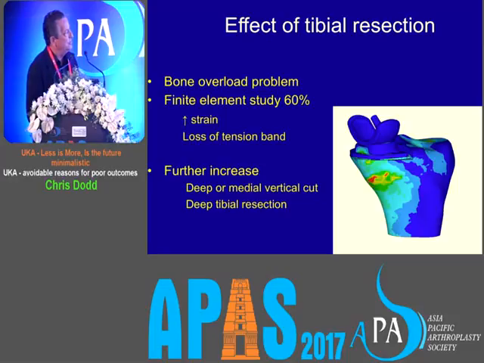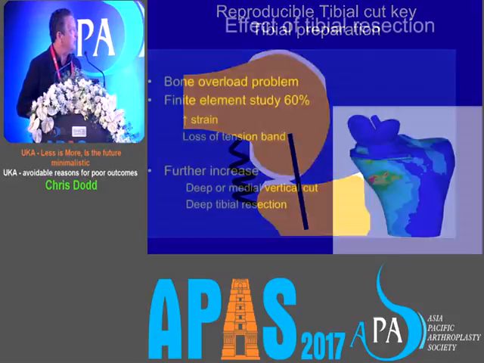So whenever you do a uni, remember you must have the most conservative cut possible. Never ever recut the tibia. If you have problems with the flexion gap, go up into the femur and remove cartilage from the femur and elevate the joint line. If you recut the tibia, you massively increase the strain. If you go too far medial, you massively increase the strain. If you cut the posterior cortex, you massively increase the strain.